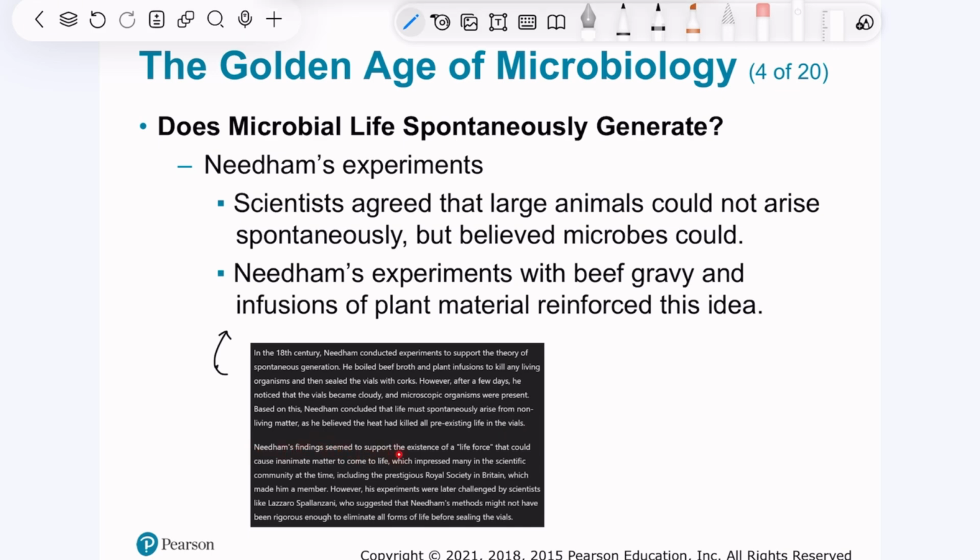Needham's findings seemed to support the existence of a life force that could cause inanimate matter to come to life, which impressed many in the scientific community at the time, including the prestigious Royal Society in Britain, which made him a member. However, his experiments were later challenged by scientists like Lazzaro Spallanzani, who suggested that Needham's methods might not have been rigorous enough to eliminate all forms of life before sealing the vials.